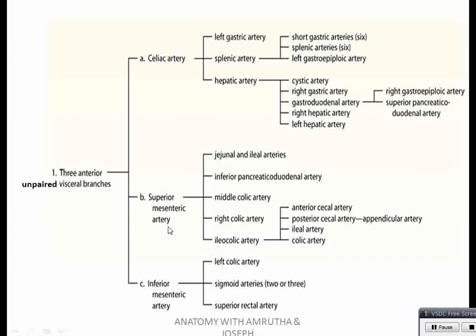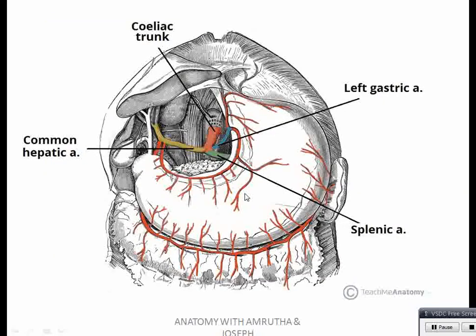Coming to the superior mesenteric artery, it gives rise to jejunal and ileal branches, inferior pancreaticoduodenal artery, middle colic artery, right colic artery, ileocolic artery. Ileocolic artery gives rise to anterior cecal artery, posterior cecal artery, ileal artery, colic artery. Posterior cecal artery gives rise to appendicular artery, which supplies the appendix. The last branch here, inferior mesenteric artery, gives rise to left colic artery, sigmoid arteries. It can be two or three superior rectal arteries. This class is already taken. If you want to see, you can see that video.